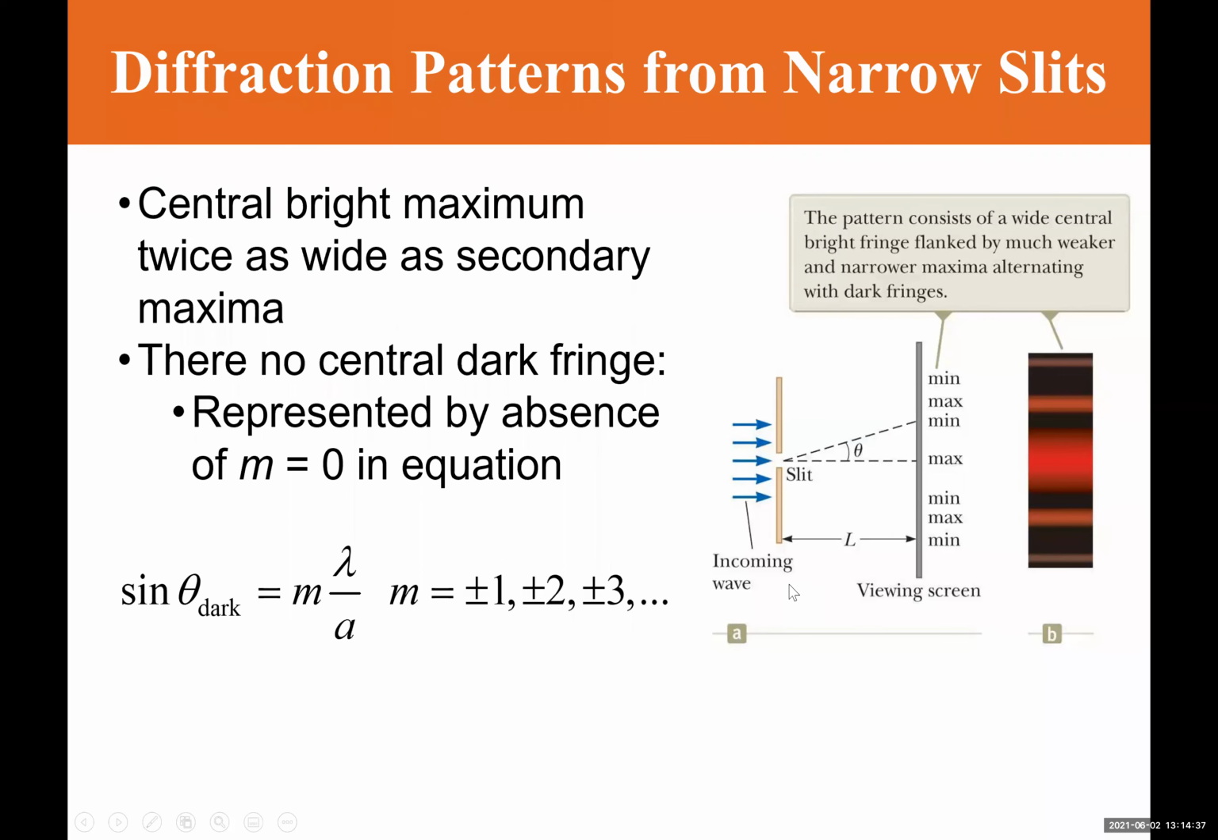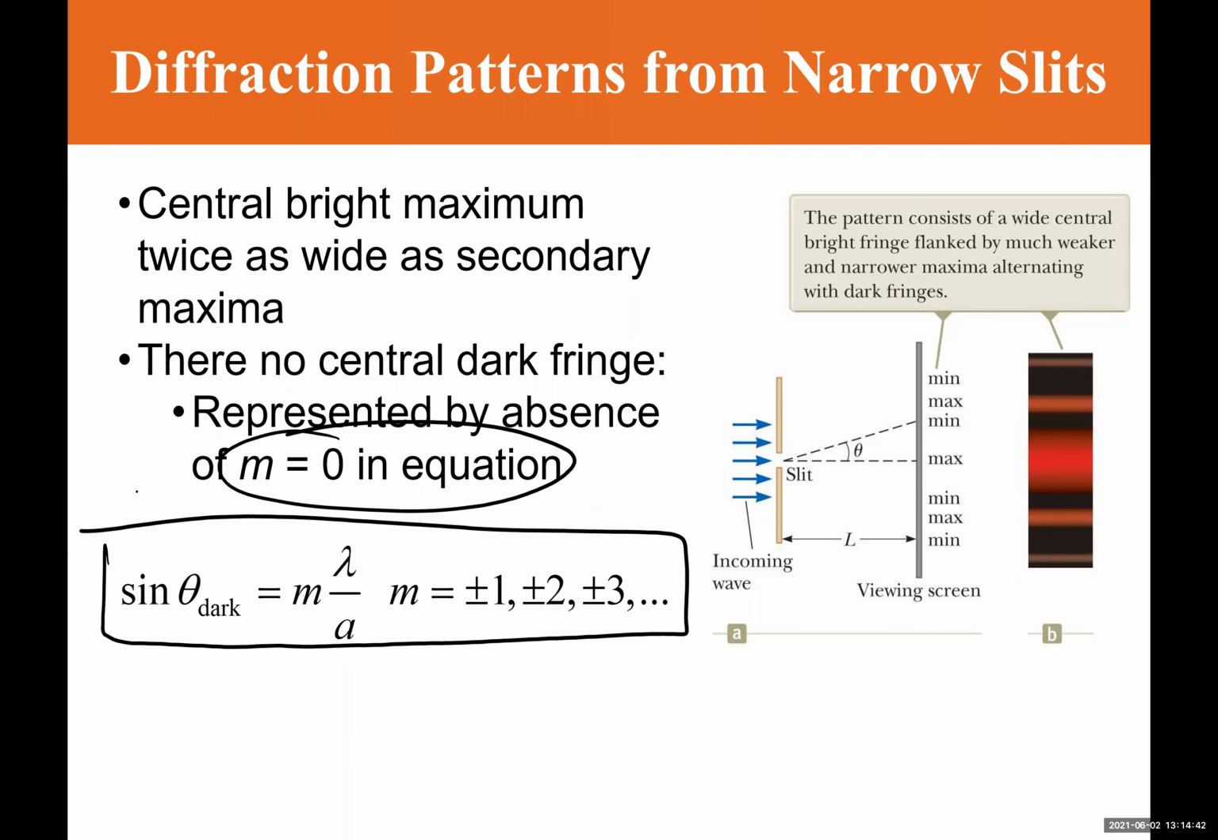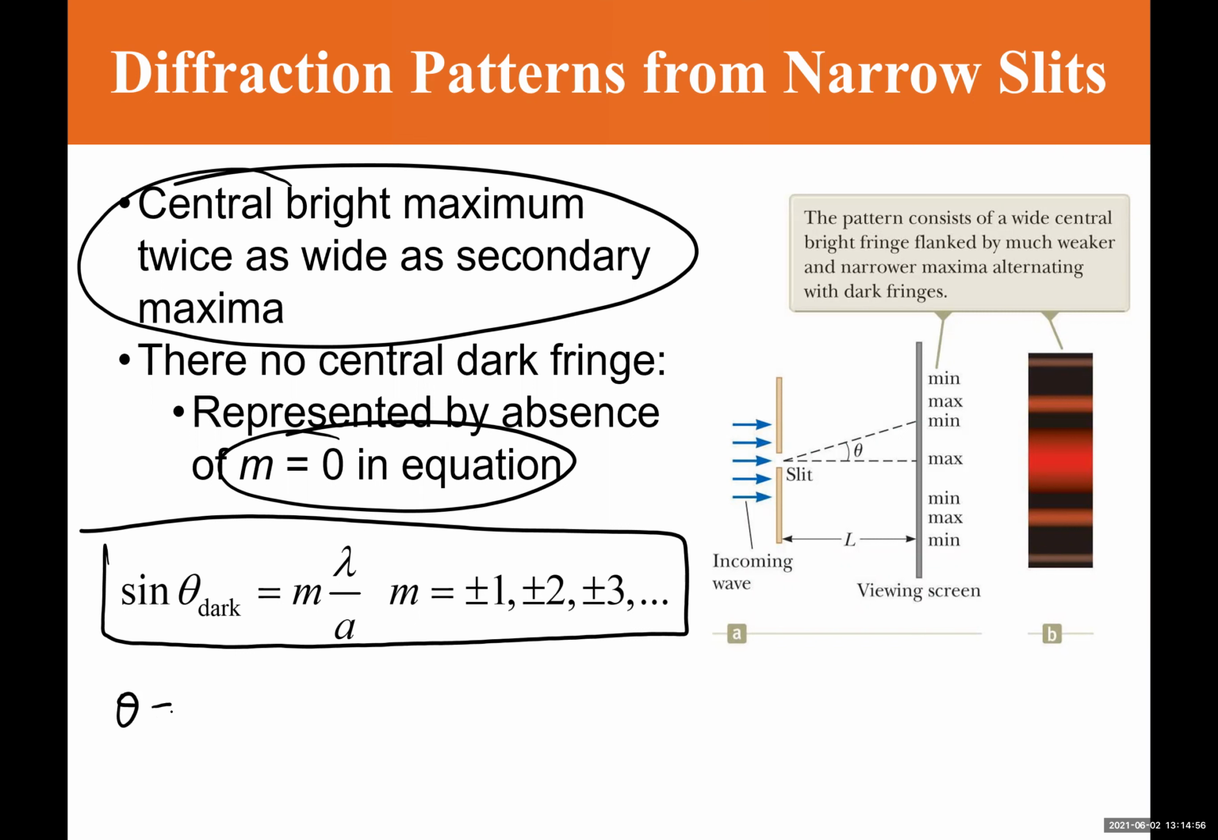So again, this equation shows you that m equals 0 is absent, so there's no m equals 0, and the central bright maximum is twice as wide as the secondary maxima. One thing we have here is you can rewrite this for small theta, so you can say that theta dark is equal to m times lambda over a. Then in a similar way, if this is length L, I can find the y position of the dark spot.